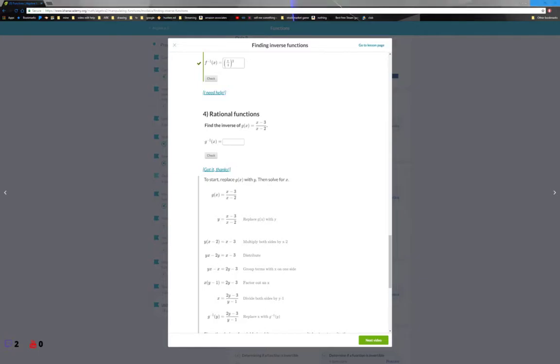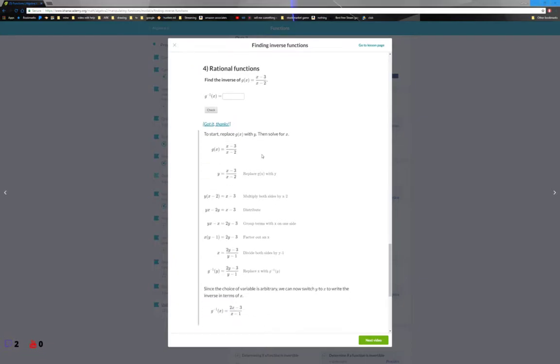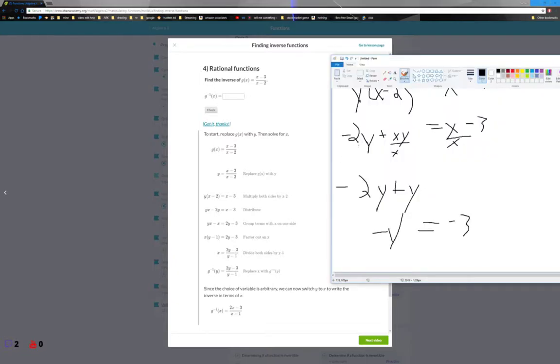So first we want to replace g of x with y. And then we multiply both sides by x minus 2. We did that. Then we want to distribute. We did that. Group terms with x on one side. We did not do that, so that's where we went wrong. There we go.